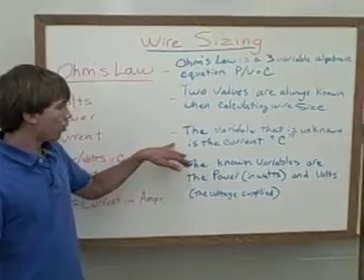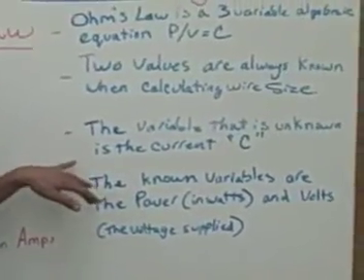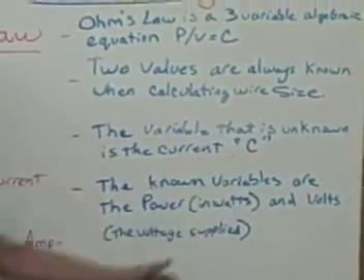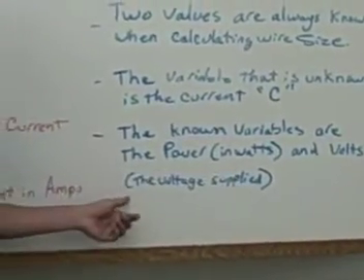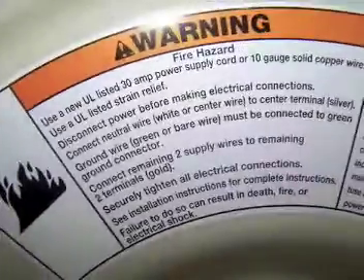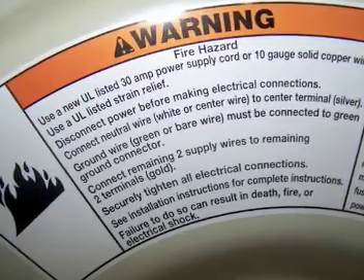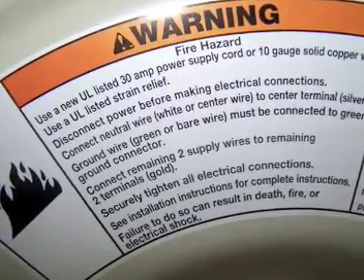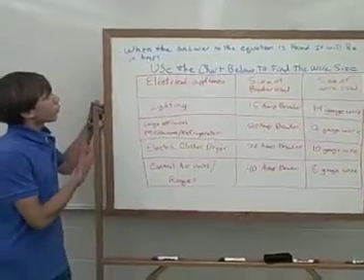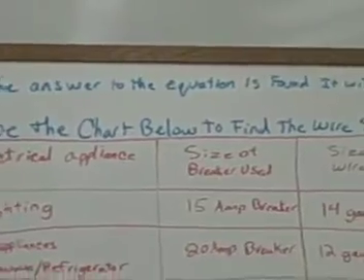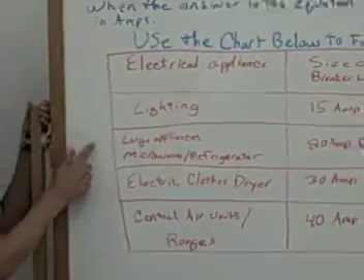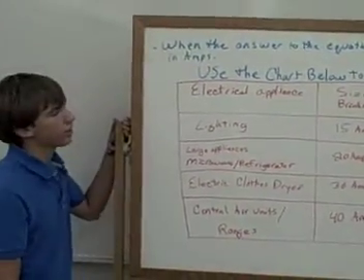The variable that is always unknown is the current, which is represented as C. The known variables, as I said before, are power in watts and the volts supplied. When the answer to the equation is found, it will be in amps. You're going to use the chart below, which is found in the National Electric Code, which is basically the same thing I have here simplified down.